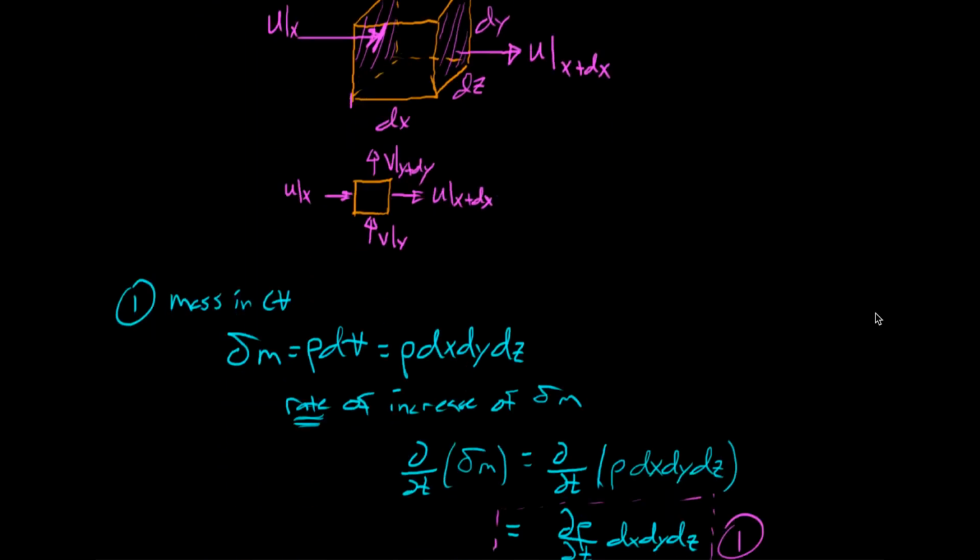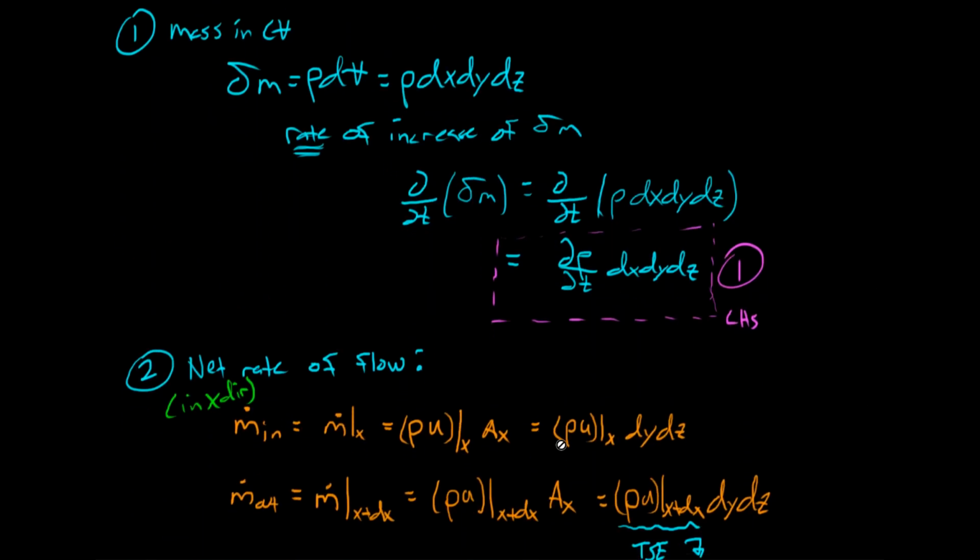And so we can write rho u evaluated at x, that's what's going in on the left-hand side, times the area dy dz. Same idea coming out: m dot out is evaluated at the right-hand side, position x plus dx. We're going to take rho u again, but instead of evaluating at x, we'll evaluate at x plus dx.